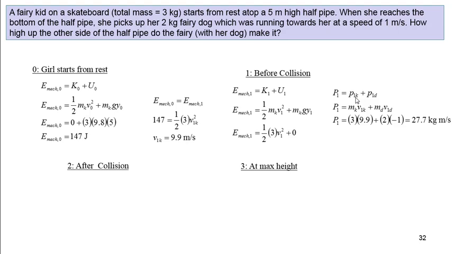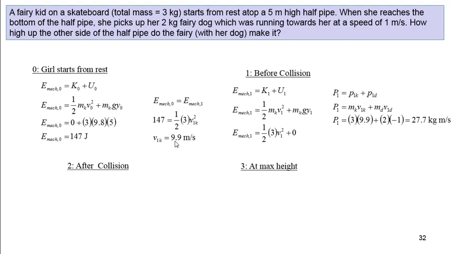It's going to be equal to the momentum of the kid plus the momentum of the dog. And the momentum of the kid is just the mass of the kid times the velocity of the kid. And that's the velocity the kid has right before the collision. That's what we just found. And this is the mass of the dog times the velocity of the dog that the dog has right before the collision. Now, the dog is running towards her at a speed of 1 meter per second.